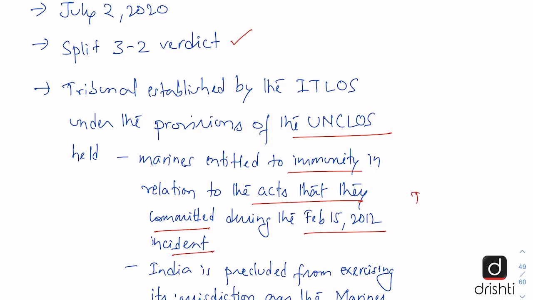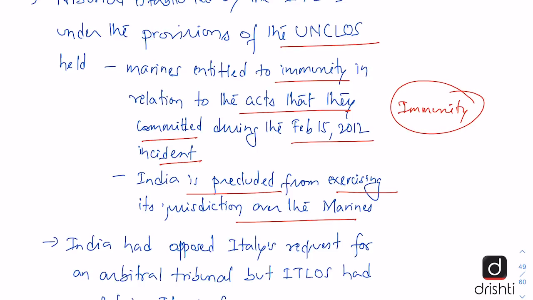So the Italian Marines have been granted immunity, which makes it clear that they will not be facing any criminal proceedings under the Indian laws, which India wanted. So India is precluded from exercising its jurisdiction over the Marines. India had earlier opposed Italy's request for an arbitral tribunal, but the International Tribunal on the Law of the Sea had ruled in Italy's favor then also.